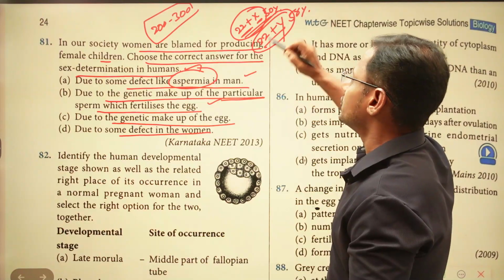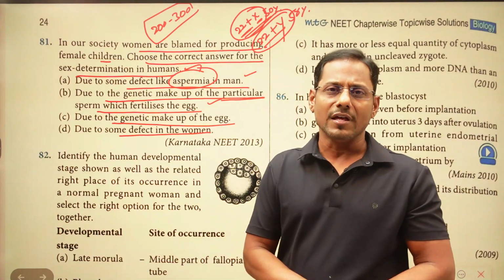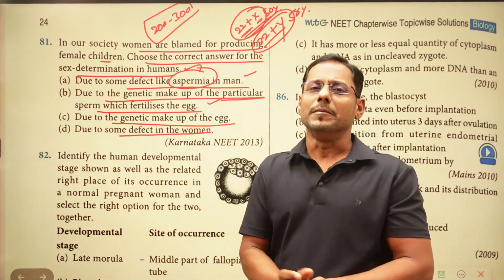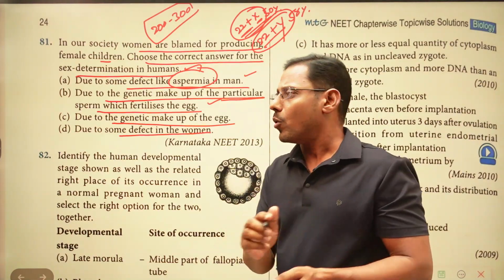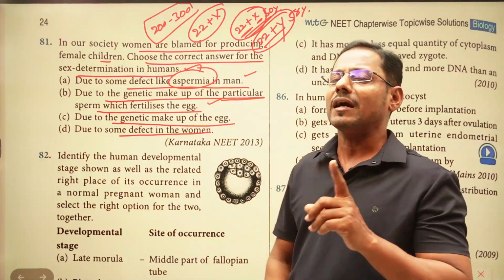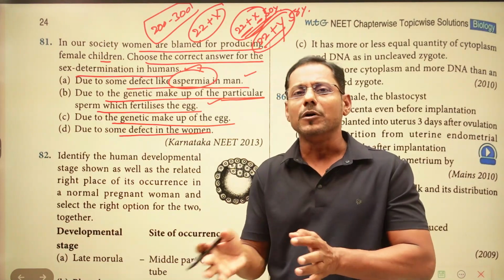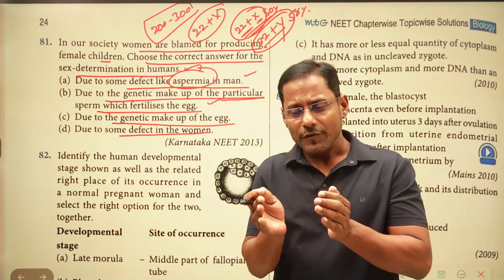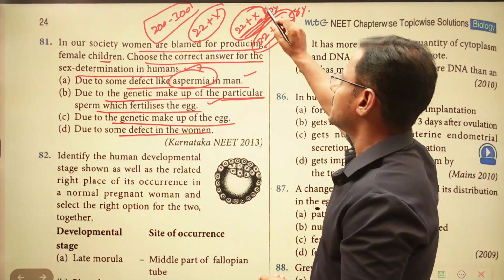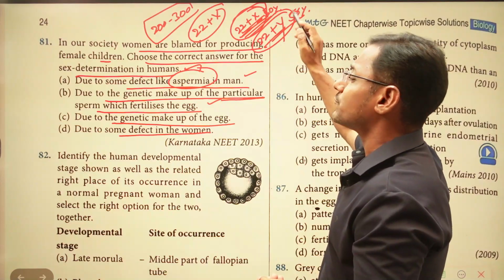So what kind of chromosomes are present in a sperm? That is the genetic makeup of a sperm. If you observe the genetic makeup of the ovum, all the ova contain 22 plus X chromosome only. Only one kind of ova is released in the human being. Whereas in sperm genetic makeup, 50% of the sperms are alike and the other 50% are alike. 50% of the sperms contain 22 plus X chromosome, and 50% contain 22 plus Y chromosome.